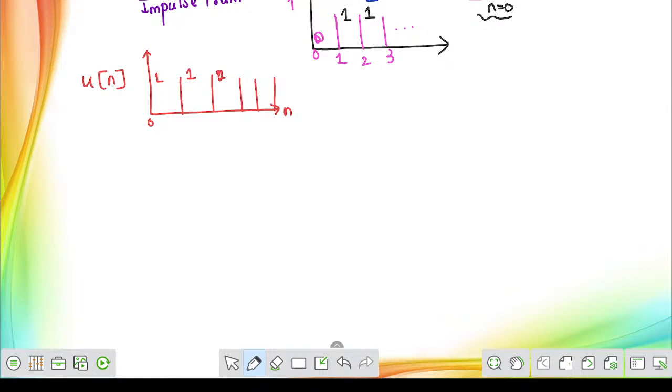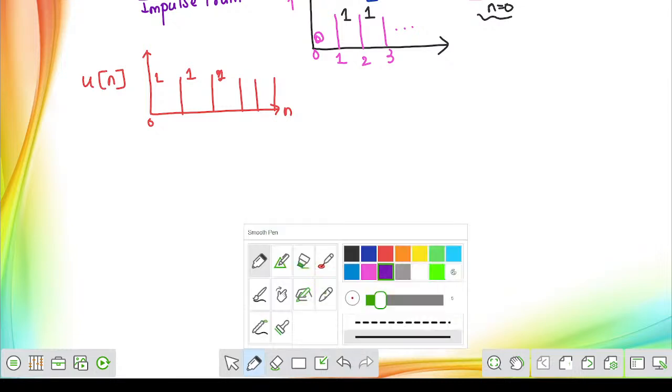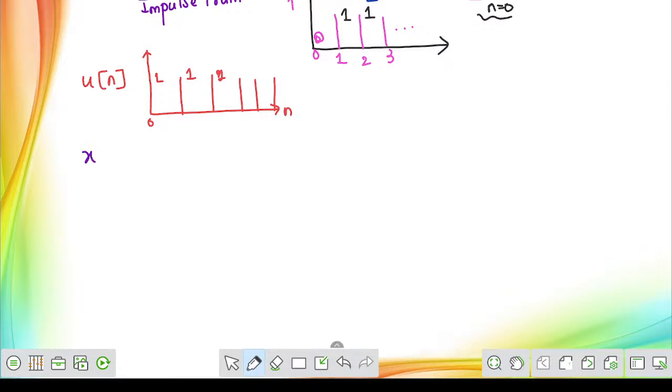Okay. Similarly, how will you represent the ramp function in discrete domain? The representation of a ramp function is x of n equal to n times u of n. That is the representation of a ramp function.